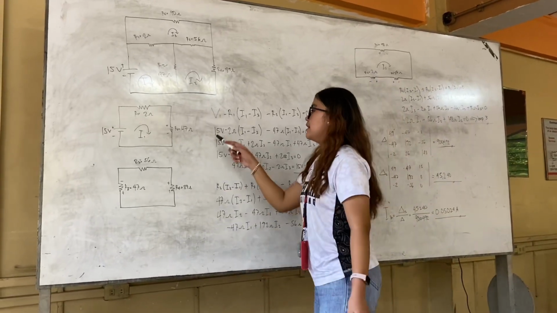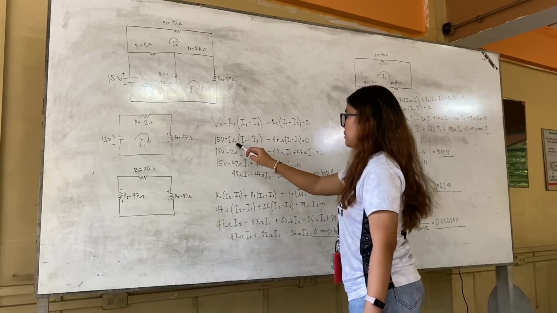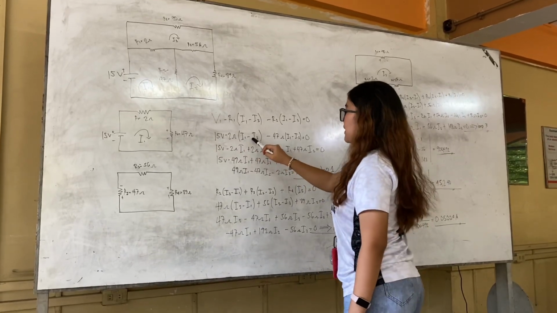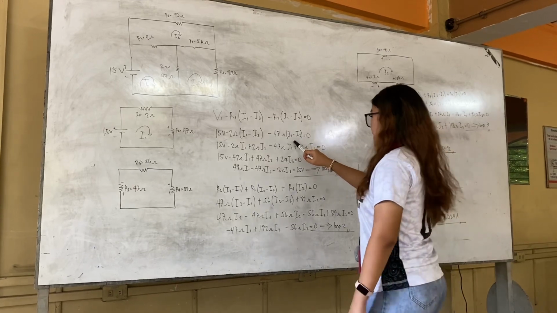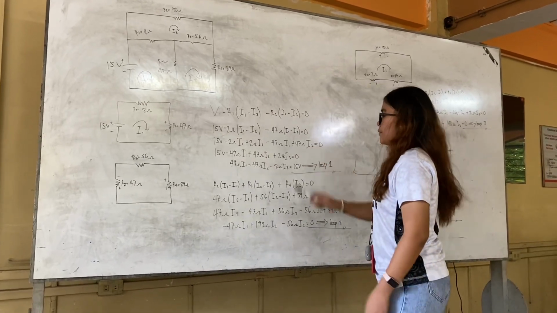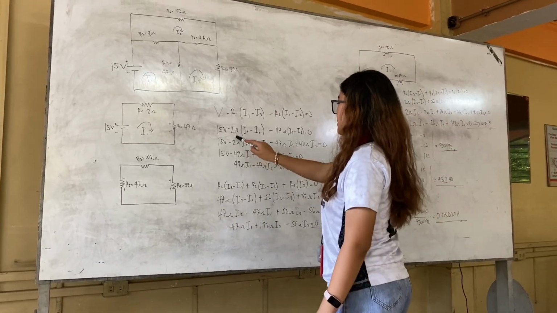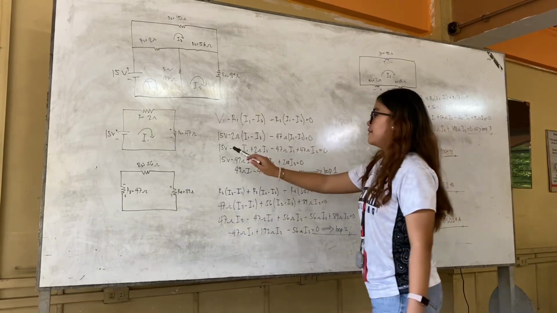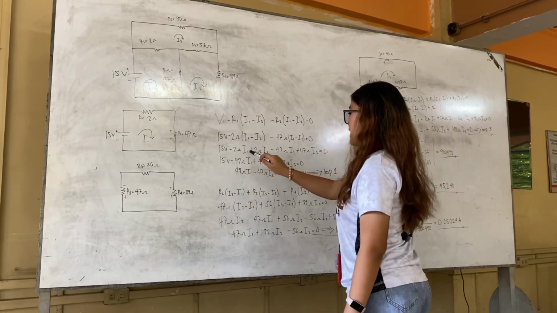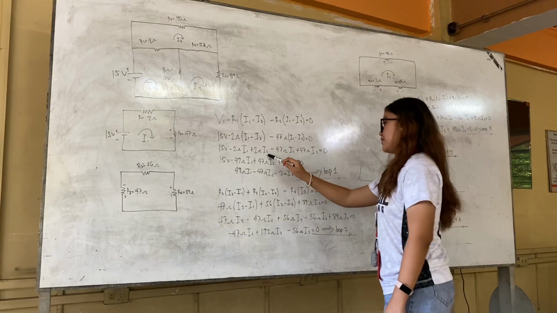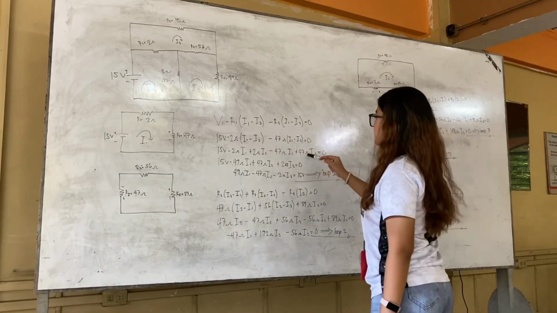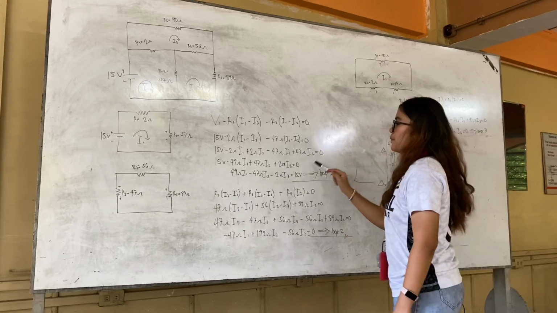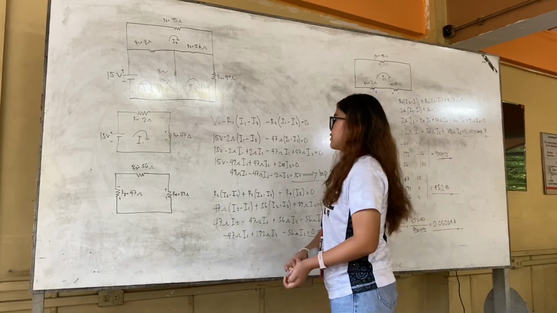Substitute the given: 15 volts minus 2 ohms times (I1 minus I3) minus 47 ohms times (I1 minus I2) is equal to 0. And distribute the 2 ohms and 47 ohms. So 15 volts minus 2 ohms I1 plus 2 ohms I3 minus 47 ohms I1 plus 47 ohms I2 is equal to 0. And we're going to add the same terms.